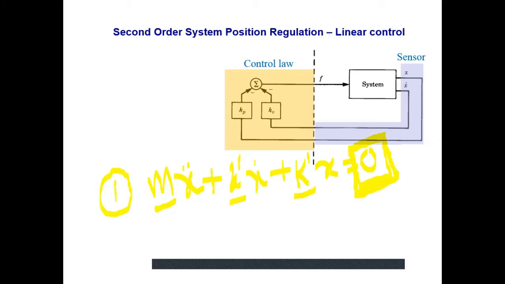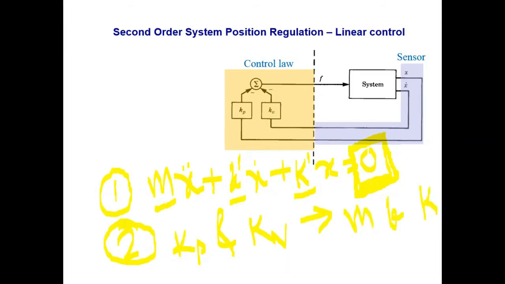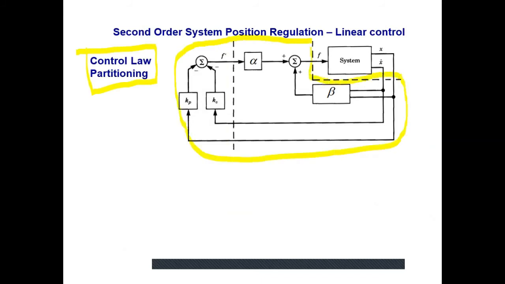The second observation: in this approach, the values of Kp and Kv are dependent on the system properties m, B and K. In order to eliminate this dependency on mass, damping and stiffness, another approach is proposed. This approach is known as control law partitioning. In this method, the whole control law is partitioned into two parts, the first part and the second part.